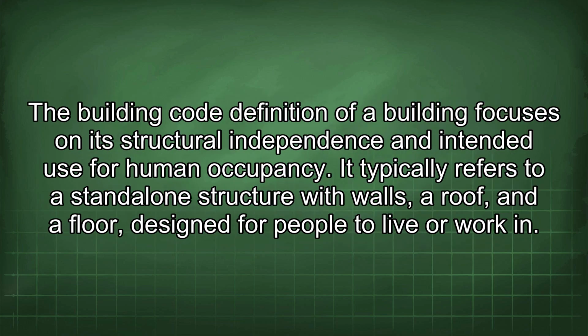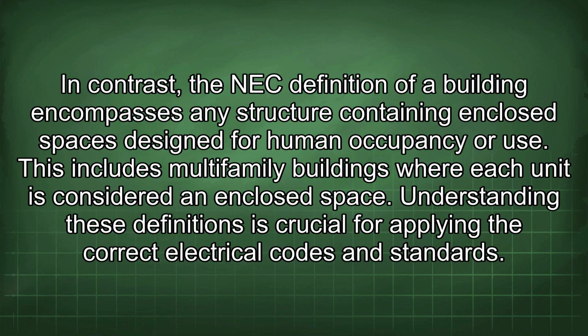The building code definition of a building focuses on its structural independence and intended use for human occupancy. It typically refers to a standalone structure with walls, a roof, and a floor, designed for people to live or work in. In contrast, the NEC definition of a building encompasses any structure containing enclosed spaces designed for human occupancy or use. This includes multifamily buildings where each unit is considered an enclosed space. Understanding these definitions is crucial for applying the correct electrical codes and standards.